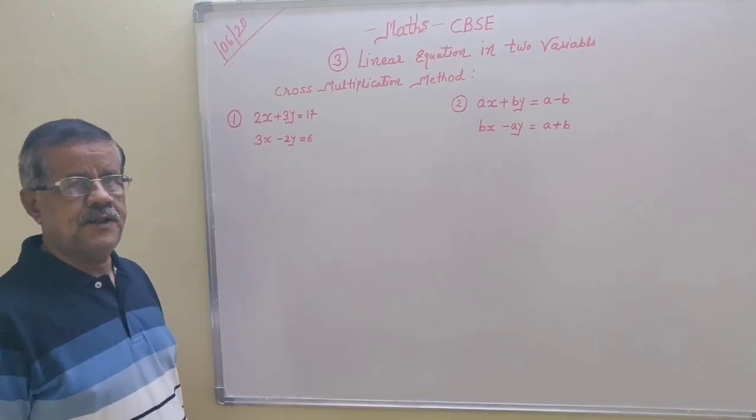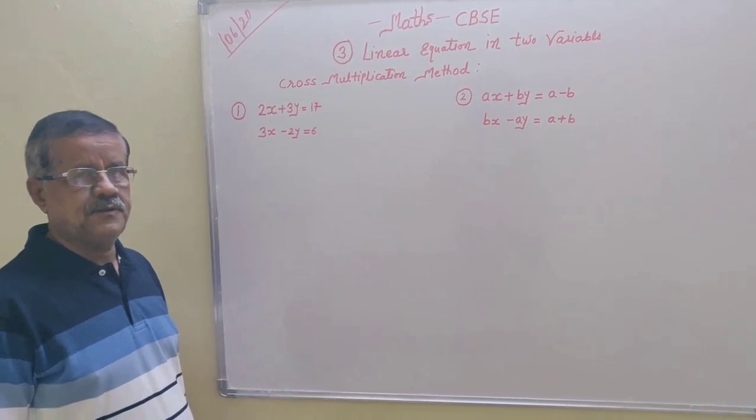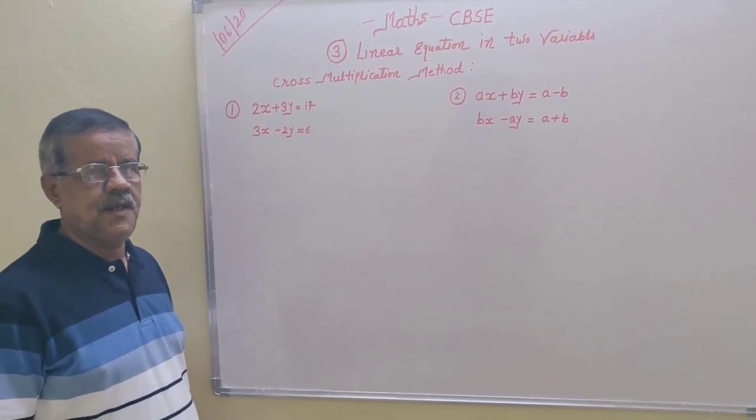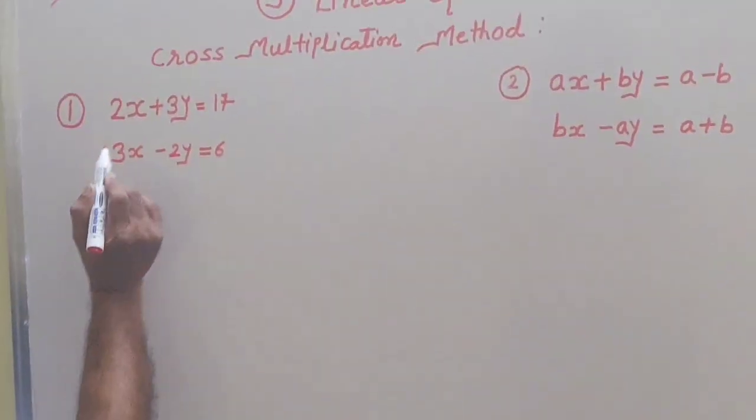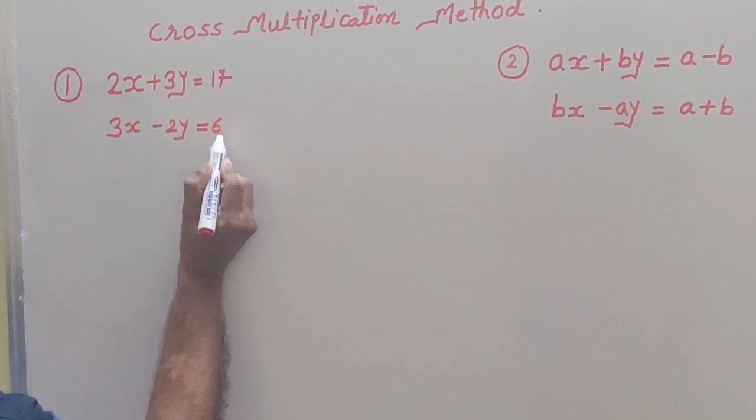Hello student, today we are going to start the cross multiplication method. Now we will start the first problem, which is given as 2x plus 3y is equal to 17, 3x minus 2y is equal to 6.